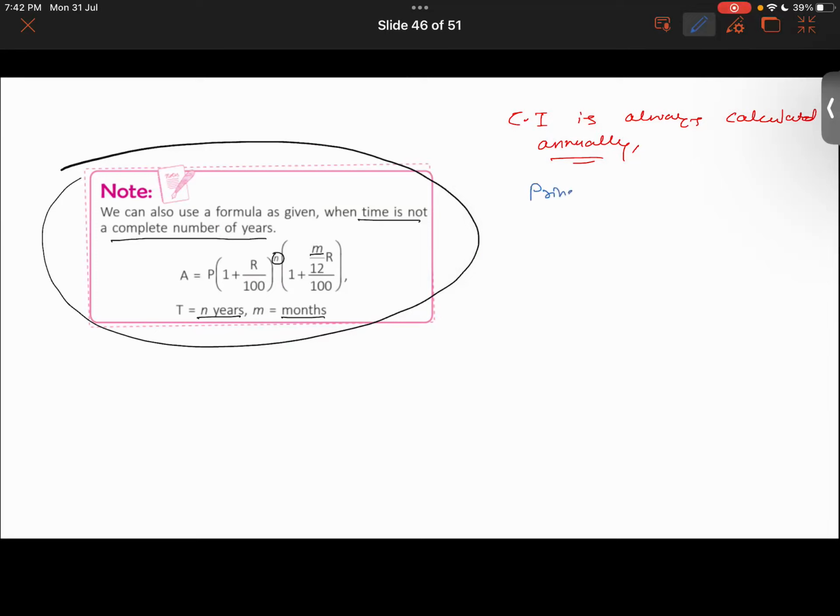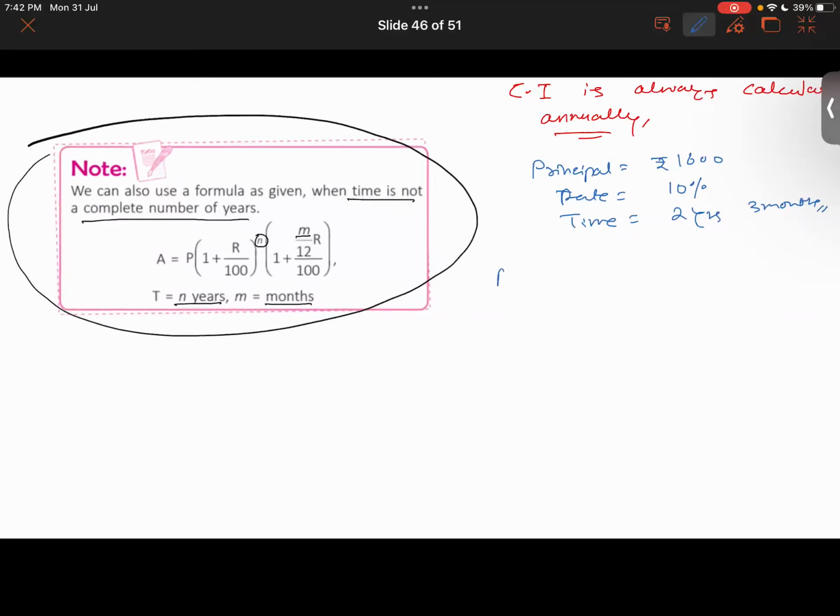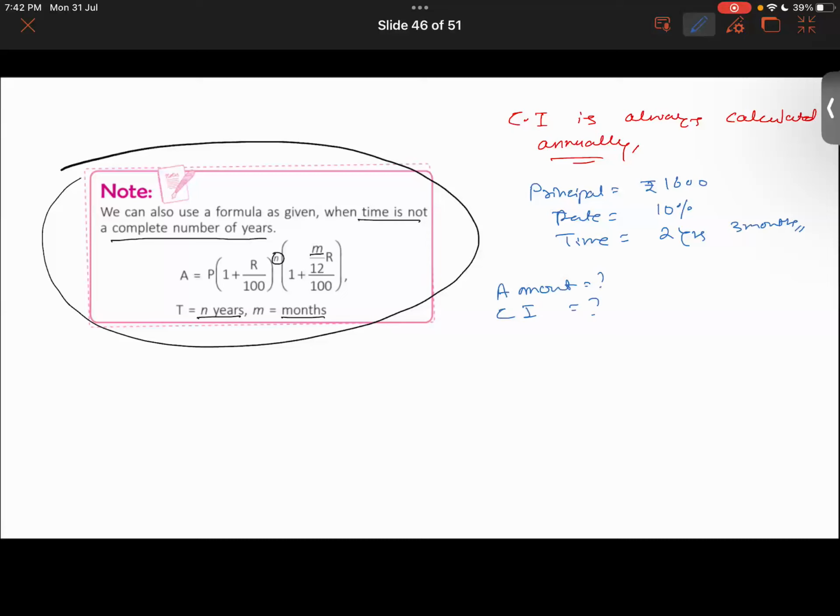Look, what was the principal amount given in the question? It was rupees 1600, right? Rate was how much, Arhan? 10%. And time was 2 years 3 months. We were required to calculate the amount as well as compound interest. So once we have calculated the amount, we can calculate compound interest very easily, right?